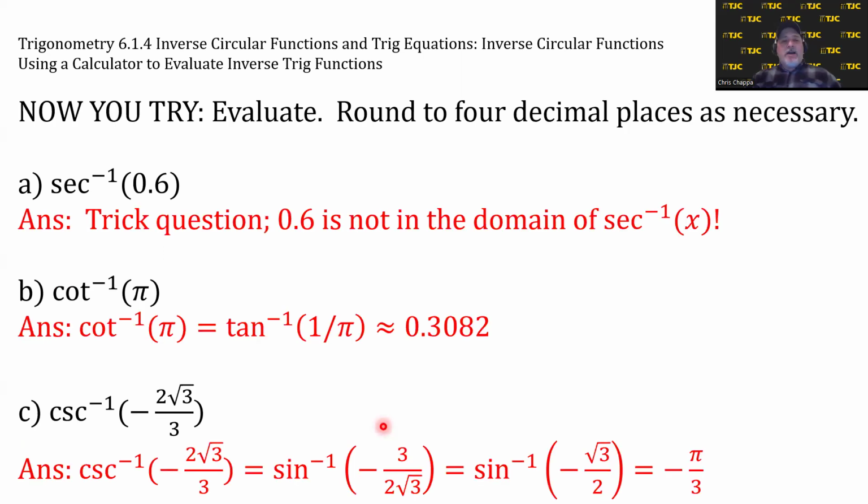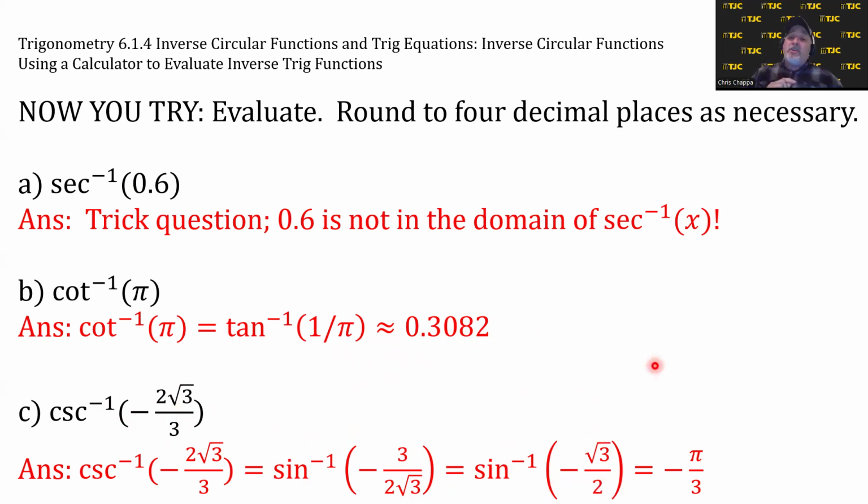Cotangent inverse of pi was tangent inverse of 1 over pi, which is about 0.382. And for cosecant inverse of -2 square root of 3 over 3, we do sine inverse of the reciprocal and then rationalize the denominator by multiplying both sides by the square root of 3 over 3. We get a 3 on the bottom that cancels the 3 on the top, leaving us sine inverse of -square root of 3 over 2.